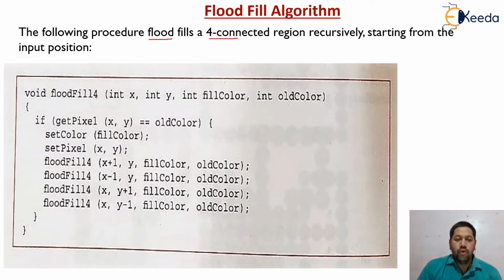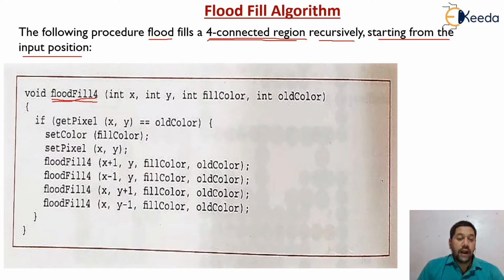It flood fills 4 connected regions. So we are considering here 4 neighboring pixels, or 4 connected regions, recursively, starting from the input position. My input position is obviously any pixel which is interior to the polygon, and then we consider the 4 connected region approach and go on filling the color, or filling the area. Just look at the name of the recursive function: it is floodFill4. So I'm going to use the floodFill4 recursive definition.